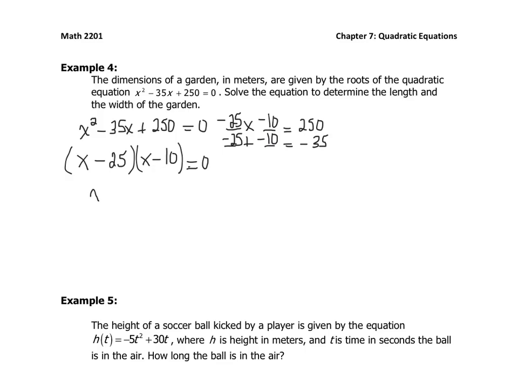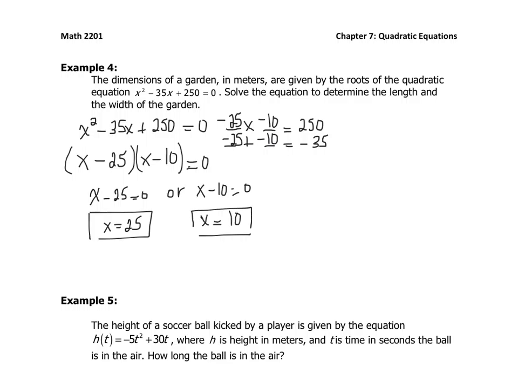So therefore x minus 25 is 0, meaning x is 25. Or the other factor has a value of 0, meaning x is 10. So the length and width of the garden, there are two possibilities for x. So 25 by 10 would have to be the dimensions of the garden, because it says the dimensions are the roots and they would be the roots.